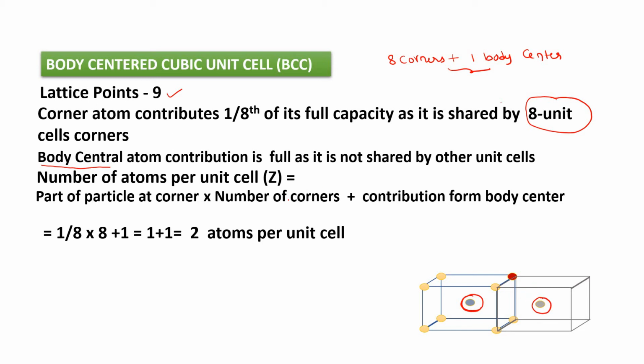For the body center, 1 atom is present. So we get 1 only here. Again, total 8 corners are there, and 1 corner atom is shared with 8 unit cells. So how much are we getting? 2. Now the Z efficiency of BCC will be 2. The total number of atoms per 1 body centered cubic unit cell will always be 2.